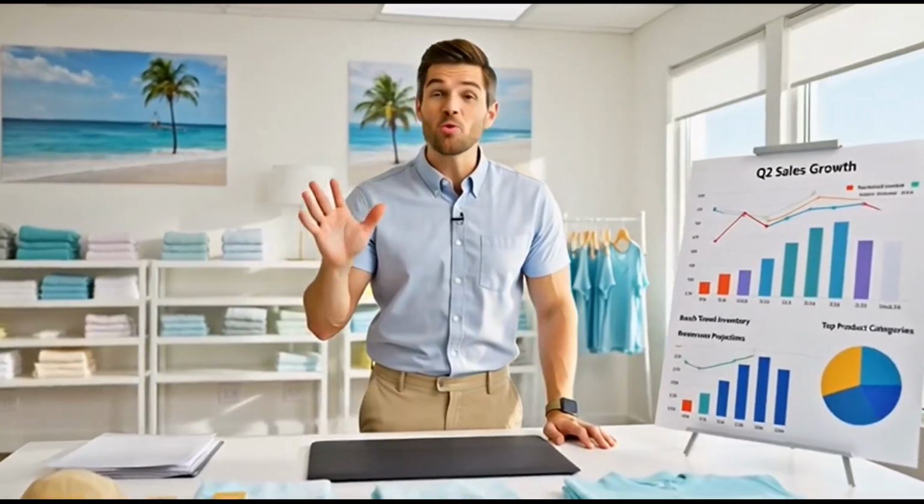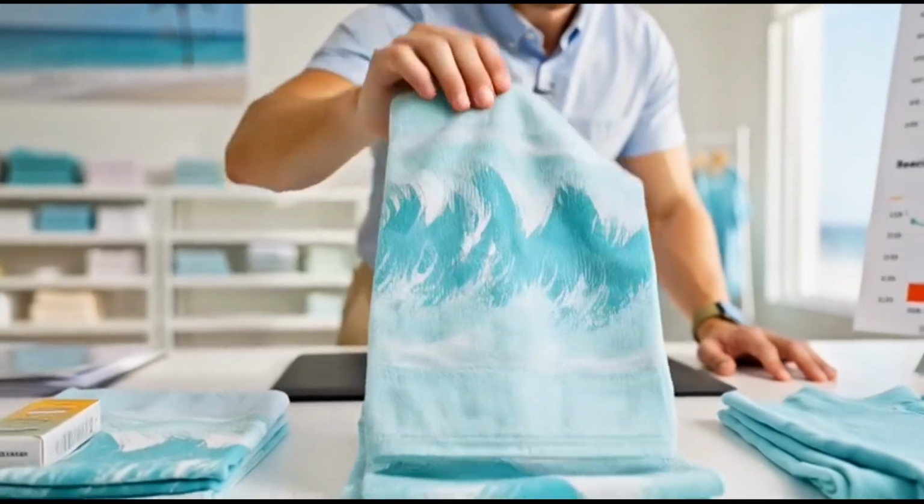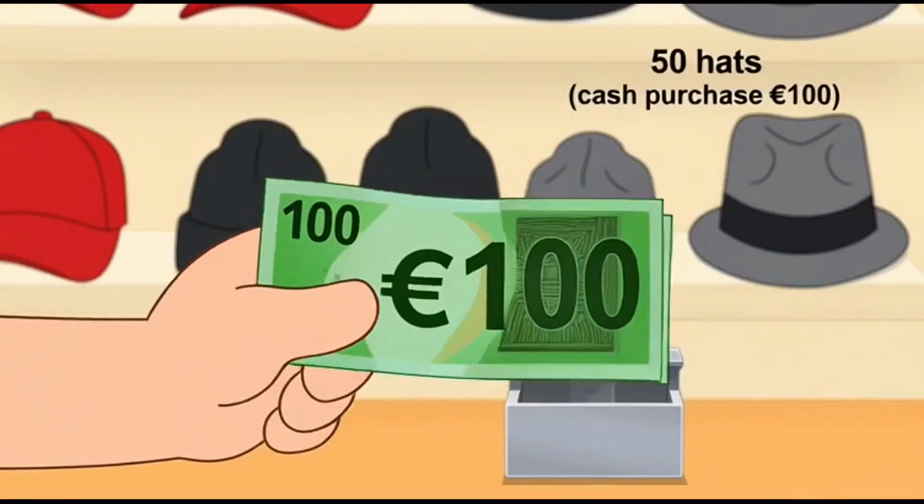Let's understand this with a real business example. A small business owner buys inventory, some on credit and some in cash.